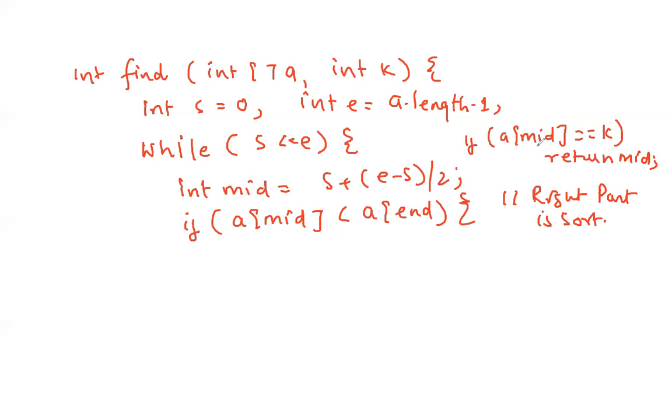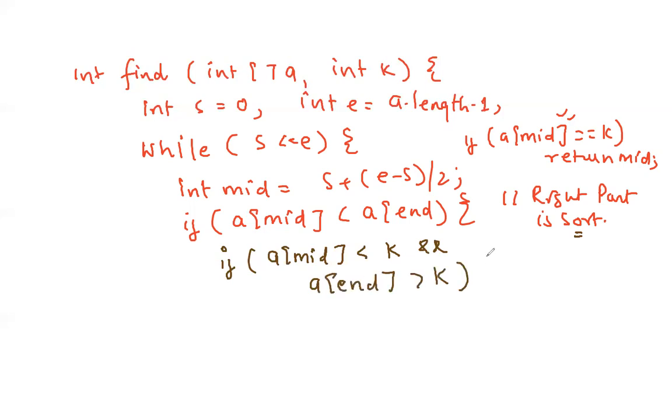If the middle was not equal to the key we are looking for, then we check whether the right part is sorted. If A of mid is less than A of end, the right part is sorted. If the right part is sorted, what we have to check is if A of mid is less than k, because equals to we have covered here. So since we come here, it will be less than, and A of end is greater than k.